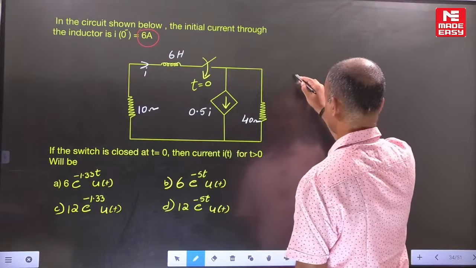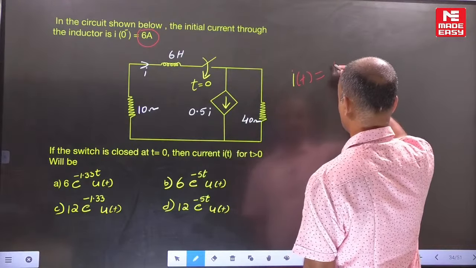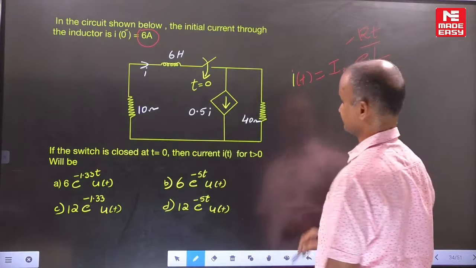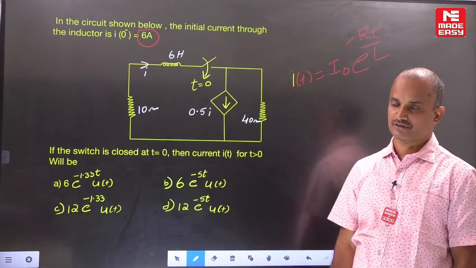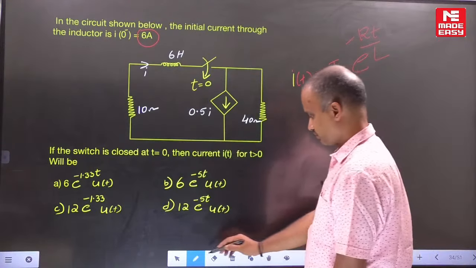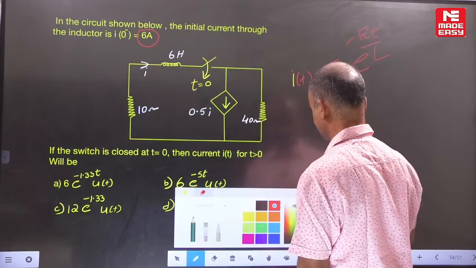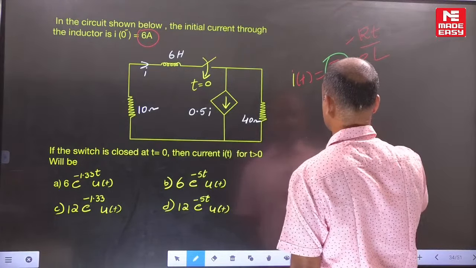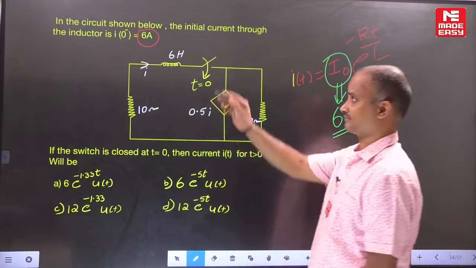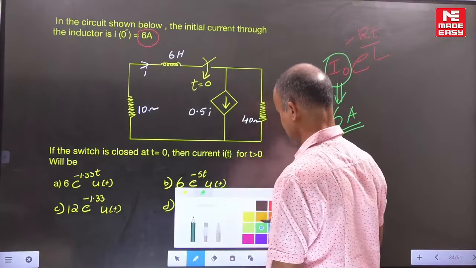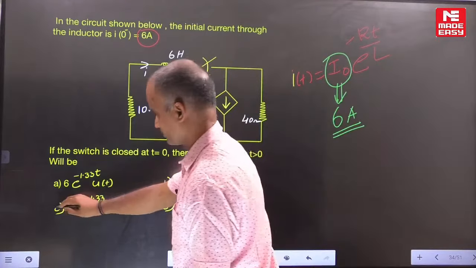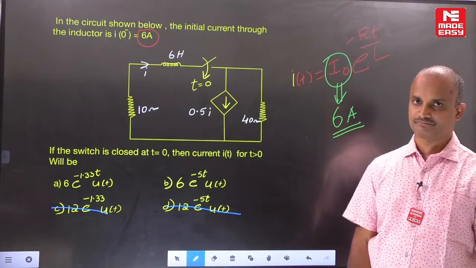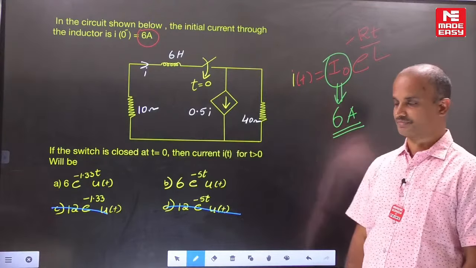Now for a discharging inductor, what is the general equation? I naught times exponential of minus RT by L. What does I naught indicate? The initial current. In the data itself the initial current is 6 amperes. Now can you eliminate two options? Which are the incorrect options? C is incorrect, D is also incorrect. Two options are eliminated, because the data mentions the initial current equals 6 amperes.